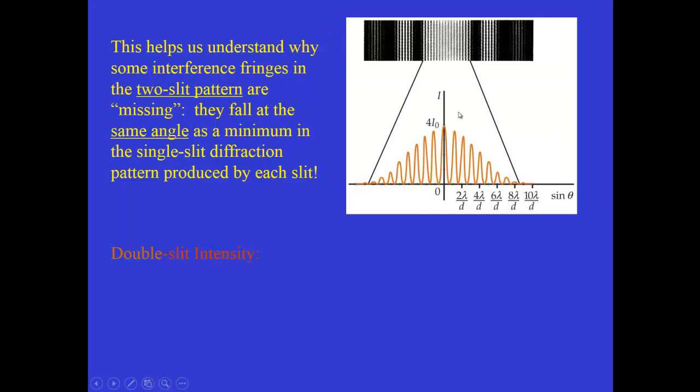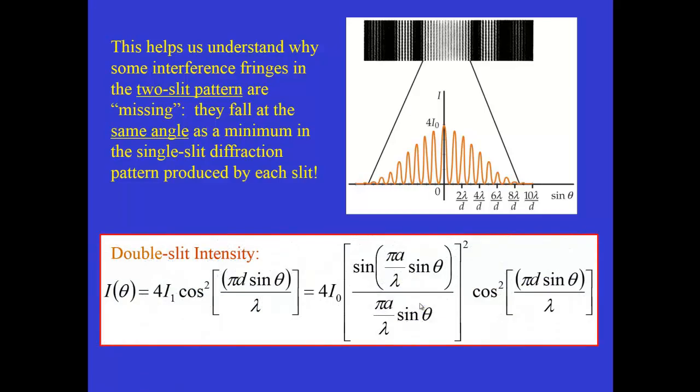What happens is, a point on the screen where we would expect to see one of the double-slit bright fringes happens to fall at the same angle where there's a minimum in the single-slit diffraction intensity pattern. And so when that happens, you get a 0 multiplying a term that's positive, but the 0 kills it out. So using what we've just calculated from the single-slit diffraction pattern, we can write down a rather complicated but very comprehensive expression for the intensity from a double-slit pattern.